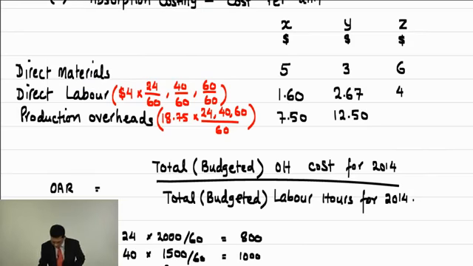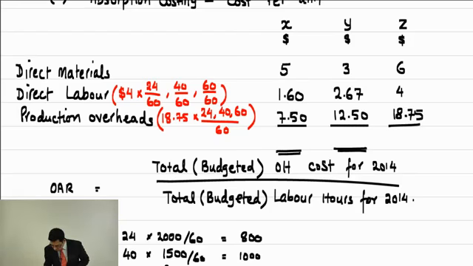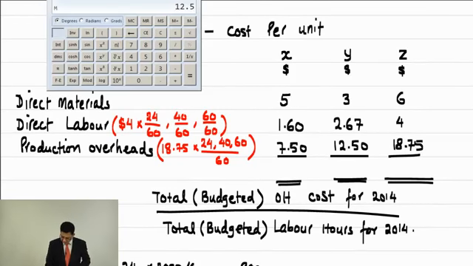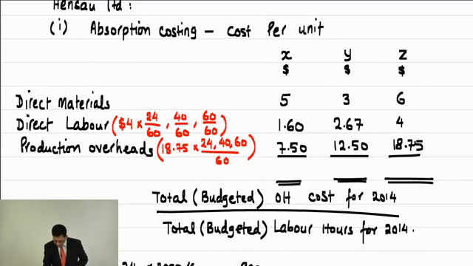And finally, because Z is processed for 1 full hour, overhead cost will be the full 18.75. And that gives us the full or total cost per unit for each product X, Y, and Z. Let's add them together for each product. 5 plus 160 plus 7.50, 14.10.